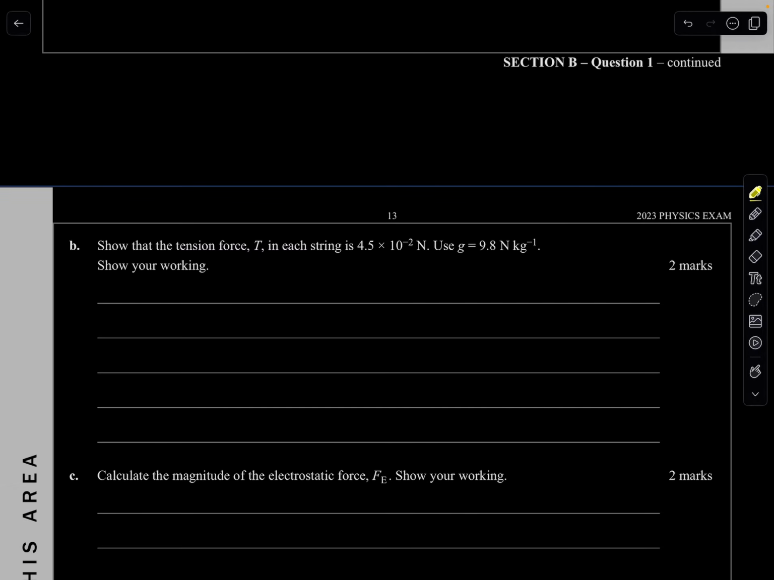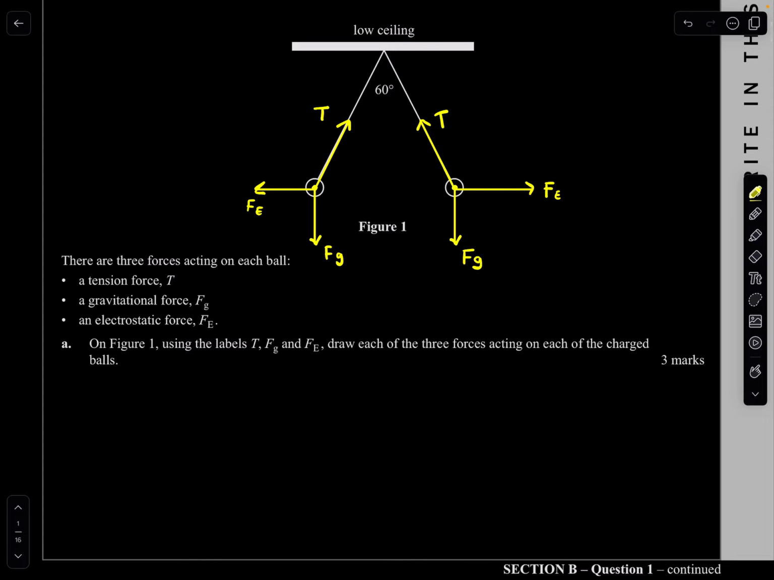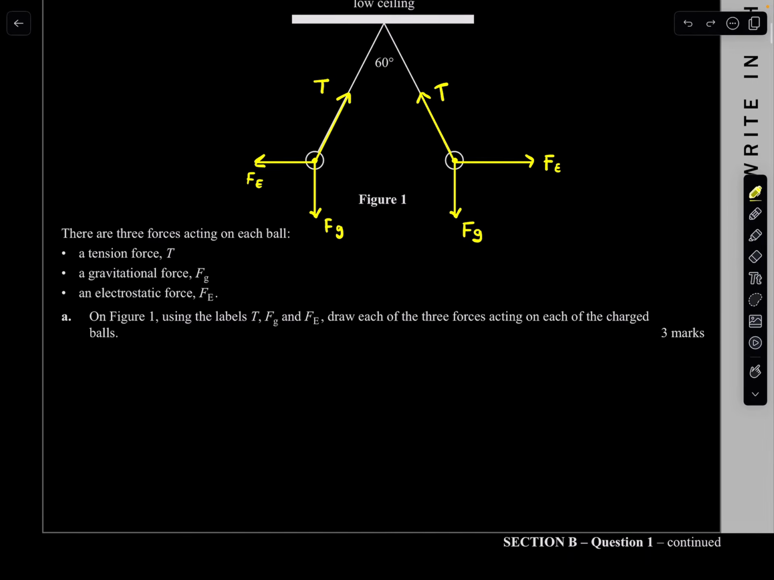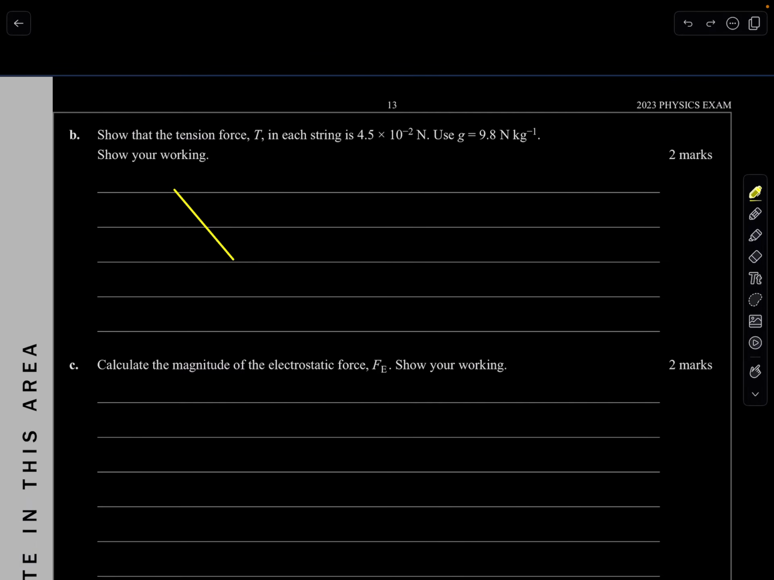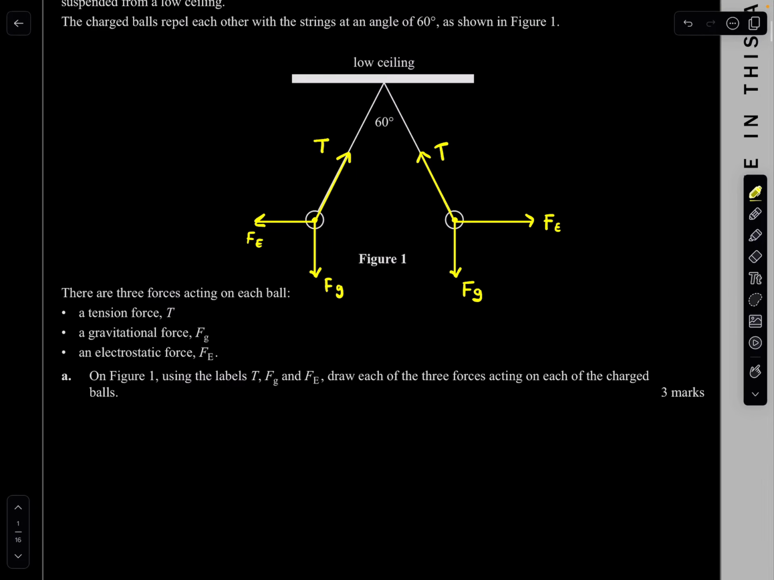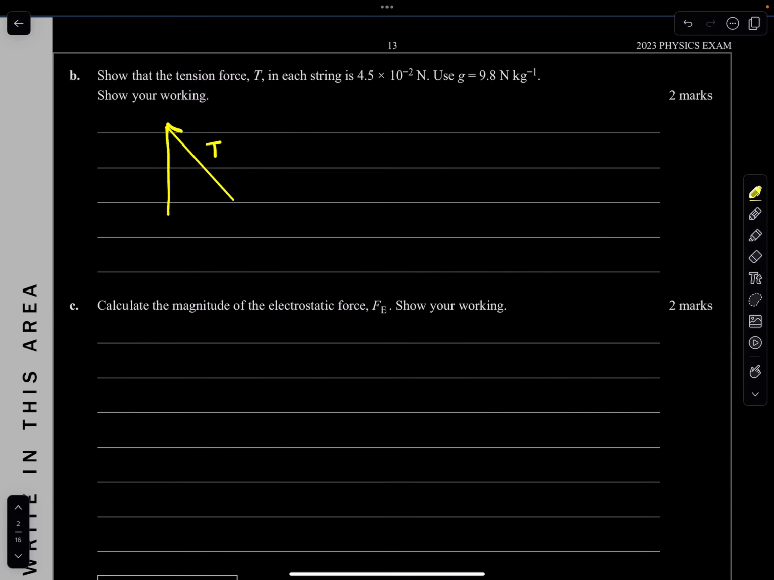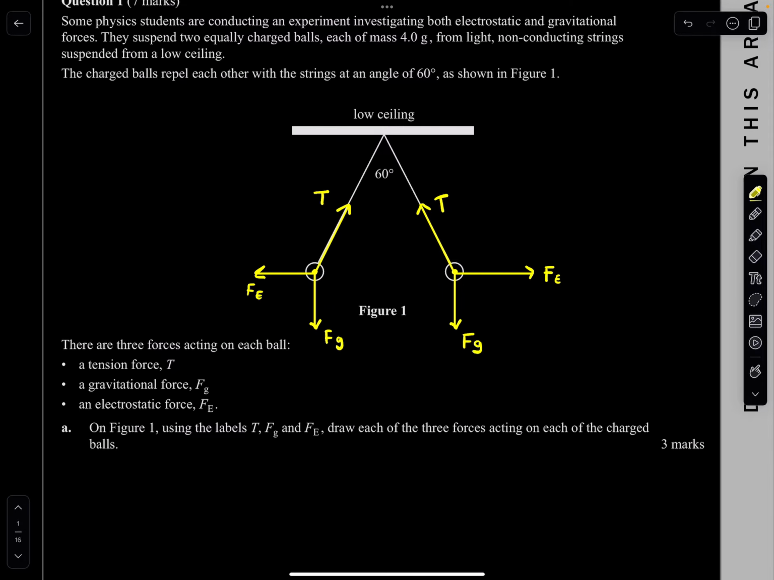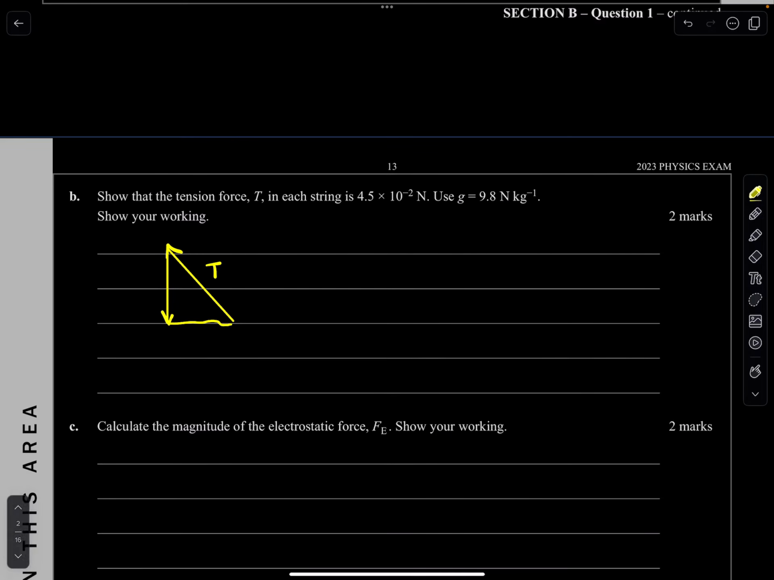Show that the tension T in each string is this. Use g as that. Show your working out. Basically, this is easy. I will just form pretty much a right angle triangle and do Pythagoras theorem in these cases, because that'll make my life so much easier. For example, I'm going to take that tension, which goes like this, and the length of it I'm going to put over here. I'm also going to take this force of gravity and put it down here. And I'm also going to take that electrical force and put it over here. Don't worry about the directions. All we want is the magnitude.